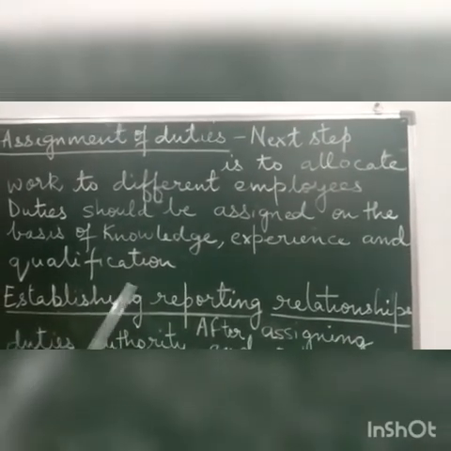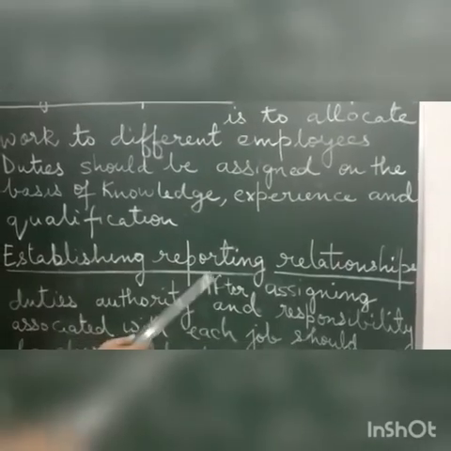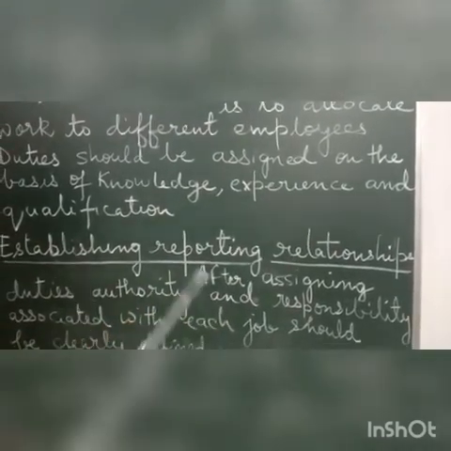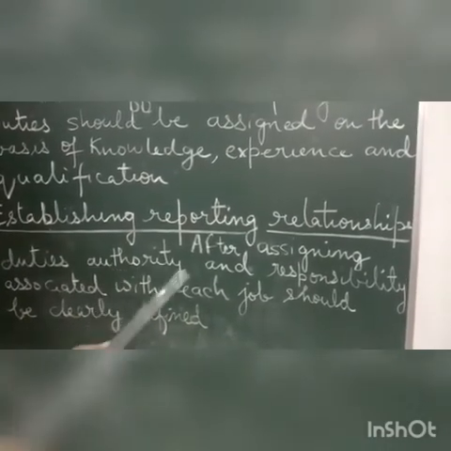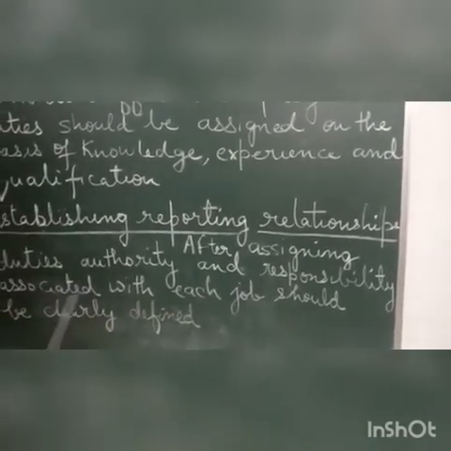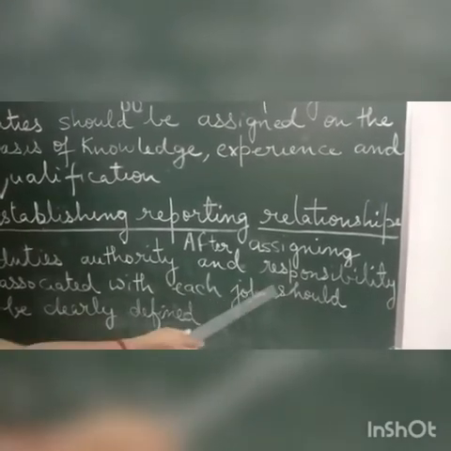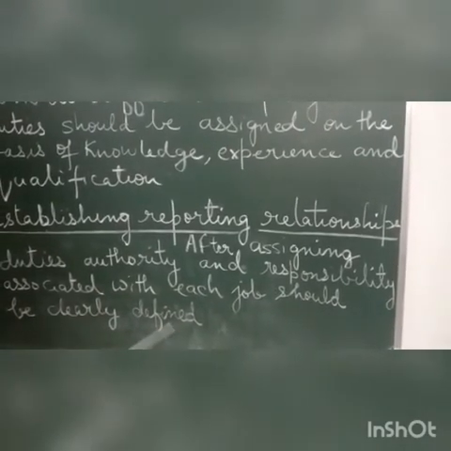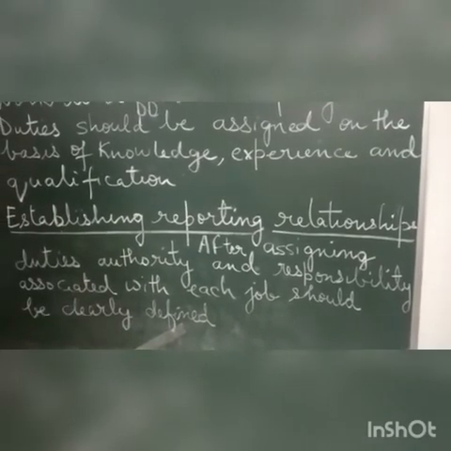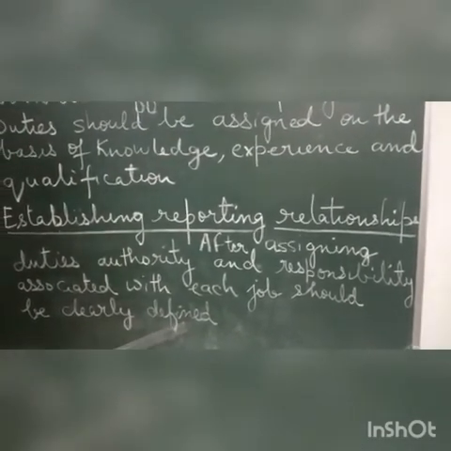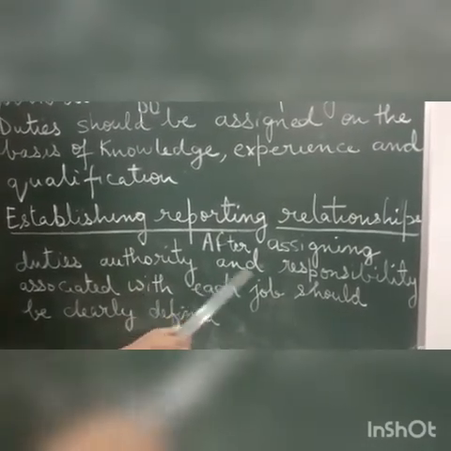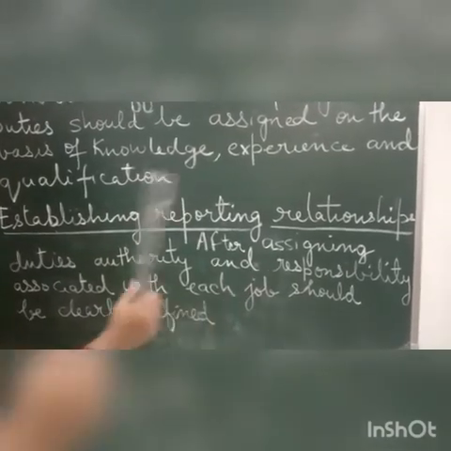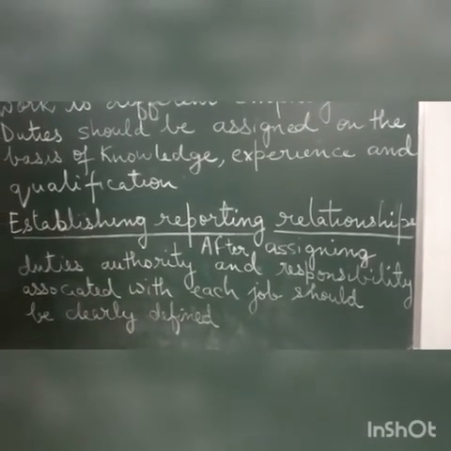And the last step in organizing process is establishing reporting relationships. After assigning duties, authority and responsibility associated with each job should be clearly defined. Means everybody should know who is the subordinate and who is the superior and whom they have to report. So there should be clear definition of authority and responsibility relationships so that organizing process is completed smoothly.